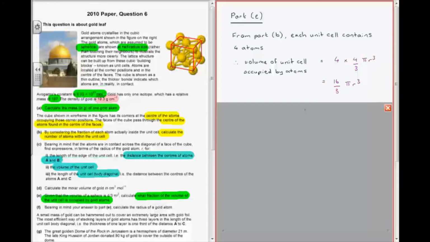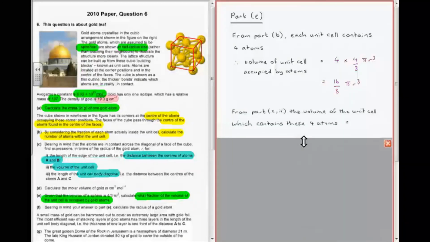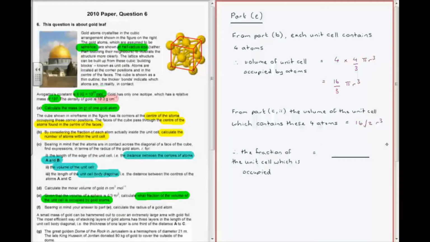The total volume of the unit cell which contains these 4 atoms was calculated in part C, and we found that it was equal to 16 root 2 r cubed. And so to answer the question, what is the fraction of the volume of the unit cell which is occupied by the gold atoms, we simply need to divide these two values.